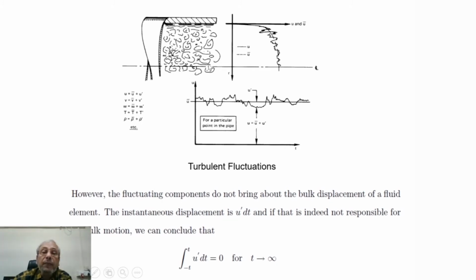We can see a turbulent pipe flow schematic here, and these are the velocity fluctuations of u velocity. If we average out, we get the average profile, and if we plot u versus time, we can see these fluctuations, and for steady mean motion we get the mean motion. However, the fluctuating components do not bring about bulk displacement of a fluid element. The instantaneous displacement is u prime dt, and if that is not responsible for the bulk motion, we can conclude that between the interval of minus t and plus t, the integral of u prime dt equals 0, where t tends to infinity.